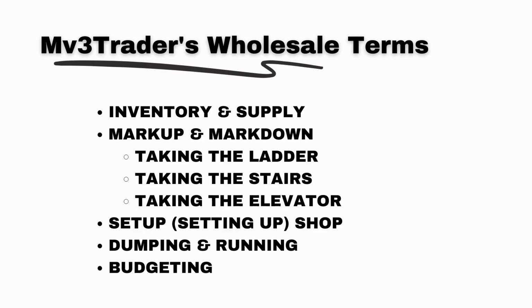So here are the terms right here. We've got supply, we've got inventory, we have markup and markdown, and then the different phases of marking up and marking down, which is taking the ladder, the stairs, or the elevator. And then we have this section that I refer to as setting up the shop, or set up shop. And in some more terms, we have dumping and running, and then budgeting. All right, so these are the key terms that I'm going to go over in this video. So let's go ahead and start with the first one.